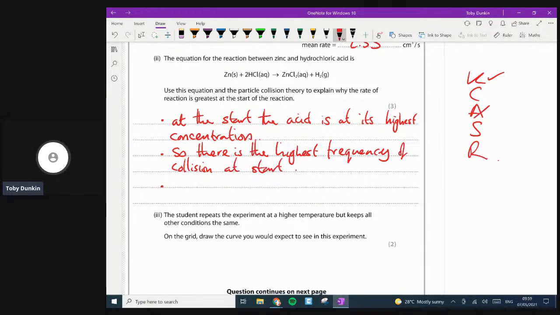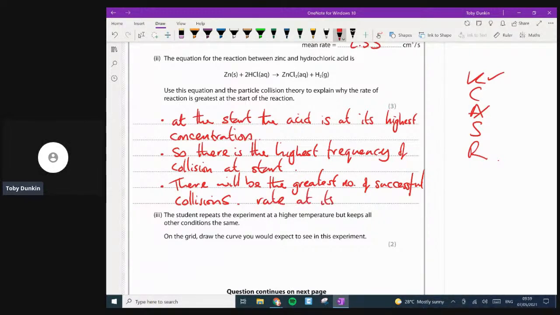So activation energy doesn't count. So there will be the greatest number of successful collisions. You're not allowed to abbreviate that. You need to give the full words. Successful. All right. Greatest number of successful collisions. Rate at its highest.